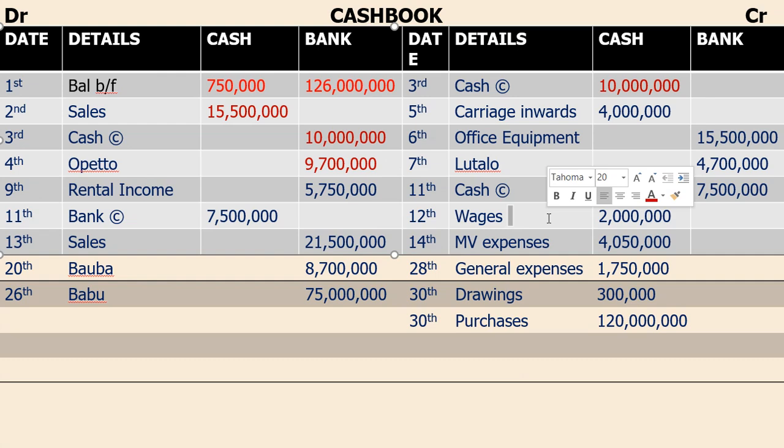Then in the ledger, Opeto is going to be credited by bank, because if the debtor is reducing, we credit, by 9.7 million. Now that we are not preparing other ledgers, we are not going to effect this. We are focusing on what goes to the cash book.